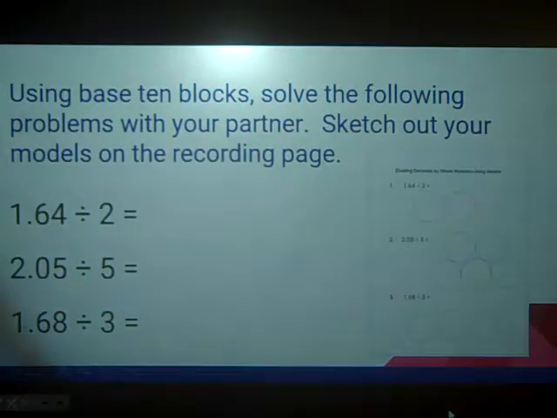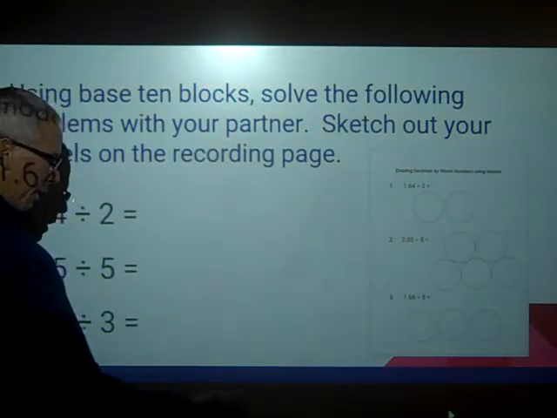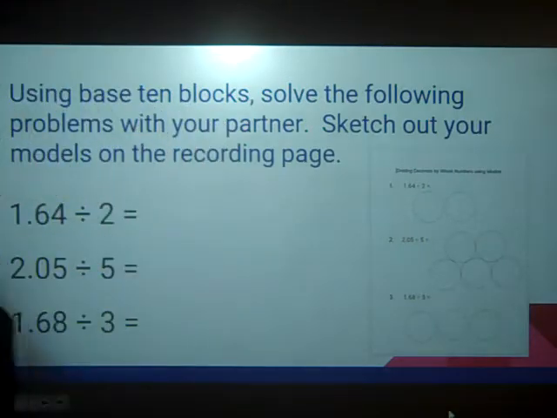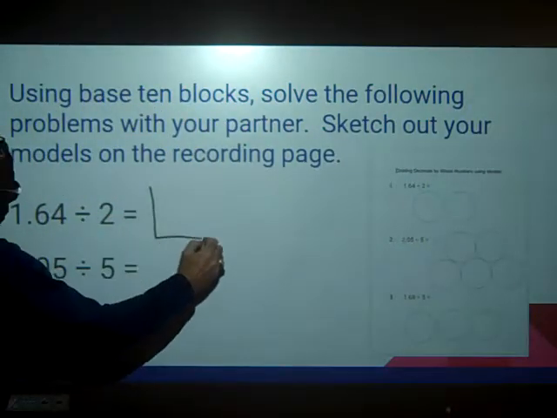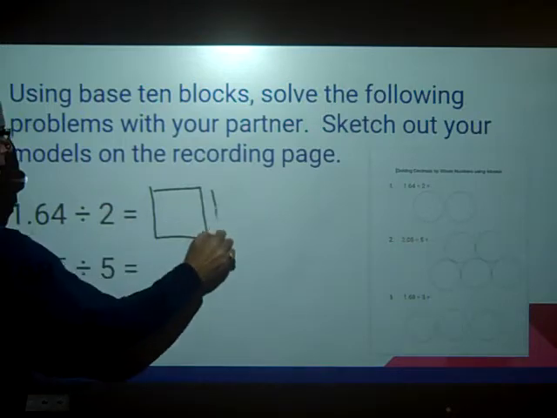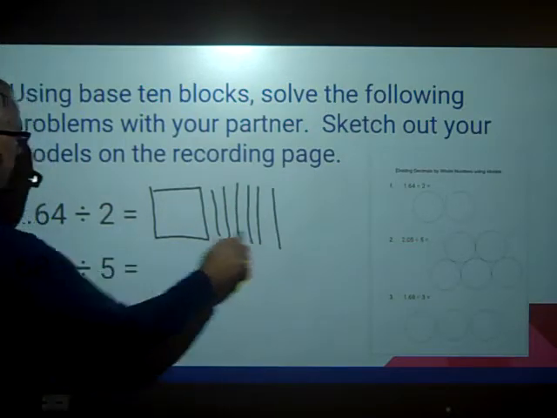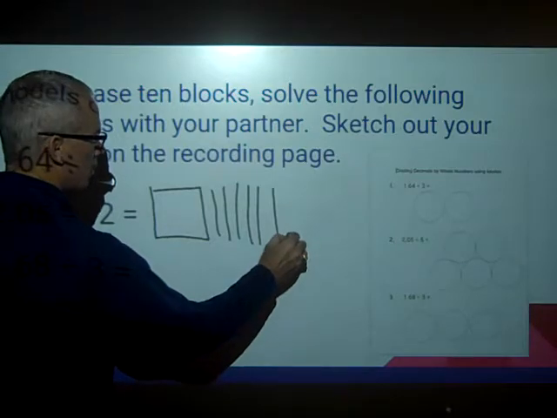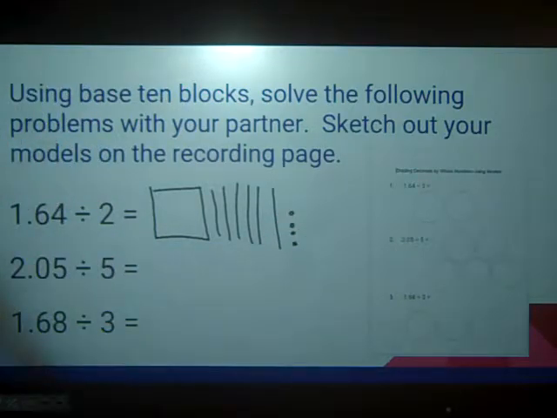All right, so using base 10 blocks, we'll solve these problems, but we're not gonna use a part, we're gonna do it together. And we'll think about what this would look like. We're gonna do quick sketches, okay? I'm gonna show you a quick sketch to do this problem, all right? So, 1 and 64 hundredths divided by 2. So on your paper somewhere, on the left side of the notes again, one whole, this is one whole, 6 tenths, 1, 2, 3, 4, 5, 6, and 4 hundredths. So 1, 2, 3, 4. That is my quick sketch.